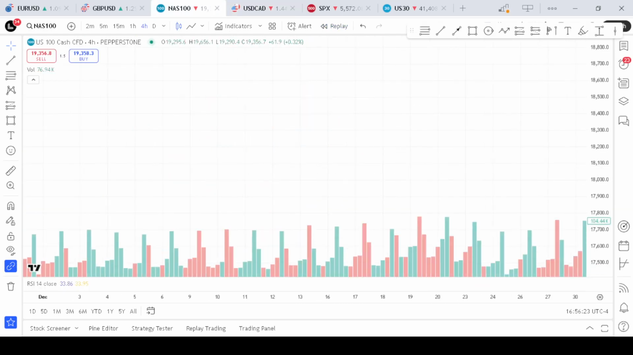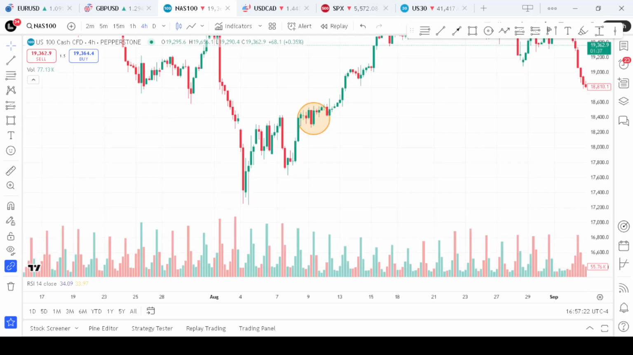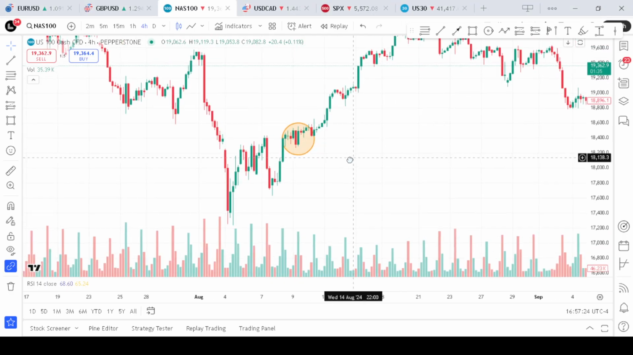Now let's see how we would enter and set our stop loss and take profit.